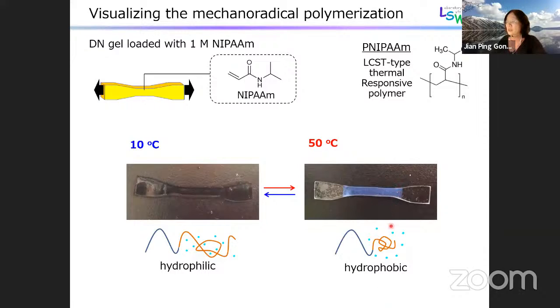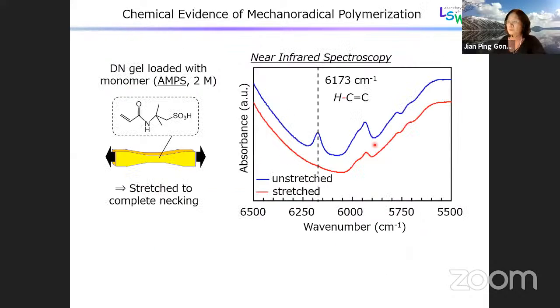This is because this NIPAM polymer is polymerized, and at a high temperature, it becomes water insoluble. So it dehydrates the water and tries to aggregate. So we see the sample becomes turbid. So this indicates that polymerization does occur in our systems.